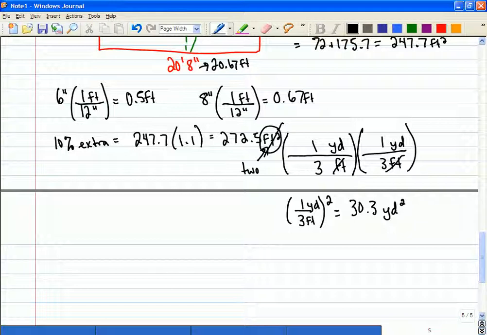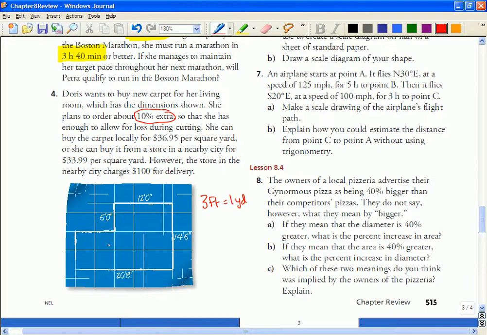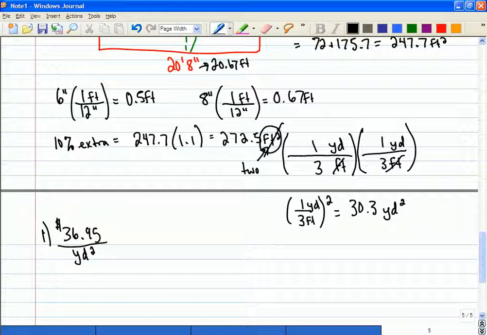So I'm going to let you guys finish off the problem. Which one should she order from if she needs 30.3 square yards? All right, so for company number 1, what's the cost from the first company? It is $36.95 for every square yard. So what's the cost then, or how do I figure it out? So this will get rid of yards from my problem, and I'll be left with just the dollar amount. So what did we get for this? Somebody with a calculator?